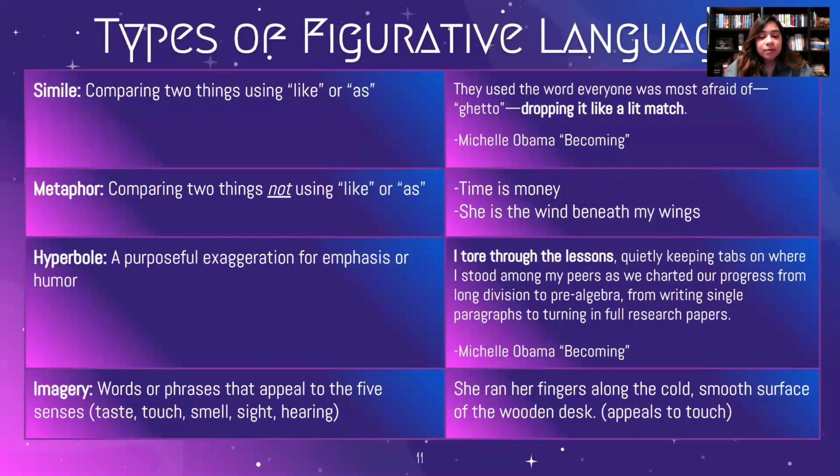And then we have imagery, which if you see this example, it's the one that I gave you guys 2 seconds ago. But imagery is words or phrases that appeal to the 5 senses, and our 5 senses are taste, touch, smell, sight, and hearing.